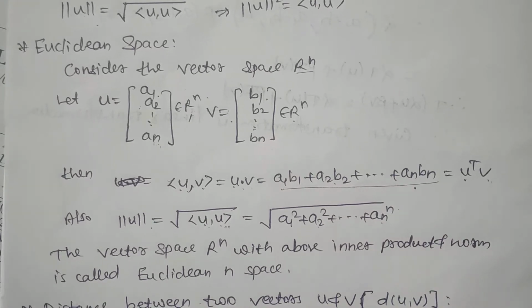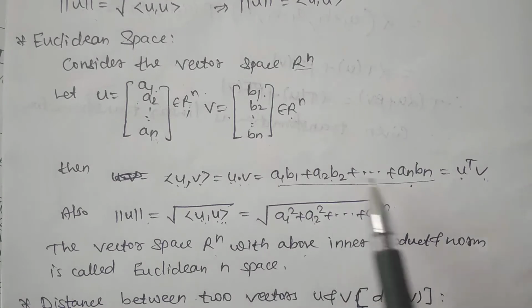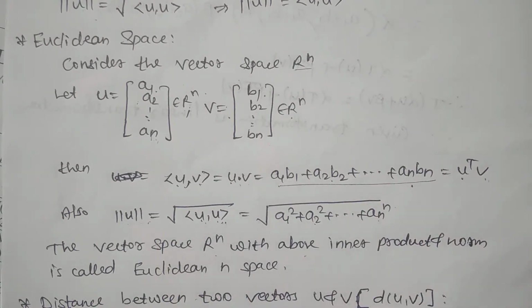The vector space R^n with the above inner product and this norm is called Euclidean n-space.